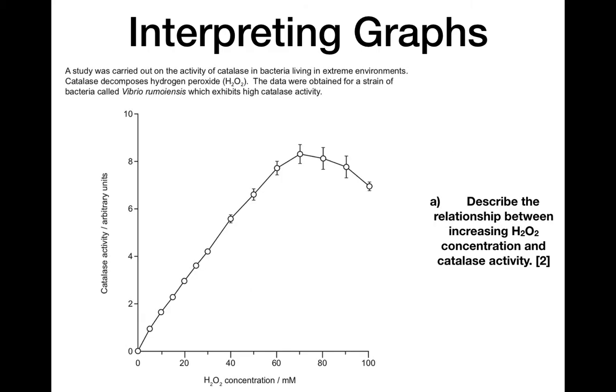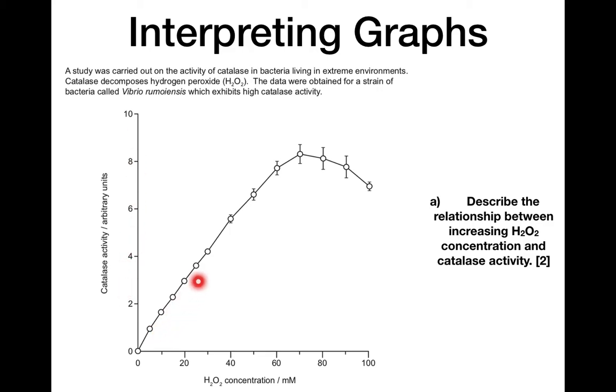Okay, so here's another one. Here is a line graph that has error bars. The error bars can only show up on points that are a mean value, right? So here we have catalase activity in bacteria in extreme environments, and they use a strain of vector that has high catalase activity. Here's the concentration in millimolar of hydrogen peroxide, and here's the catalase activity.